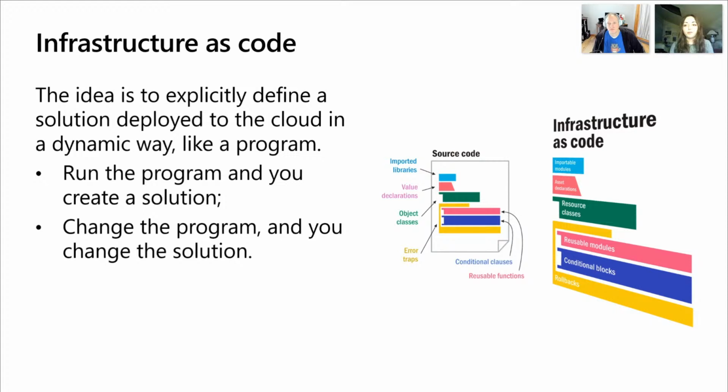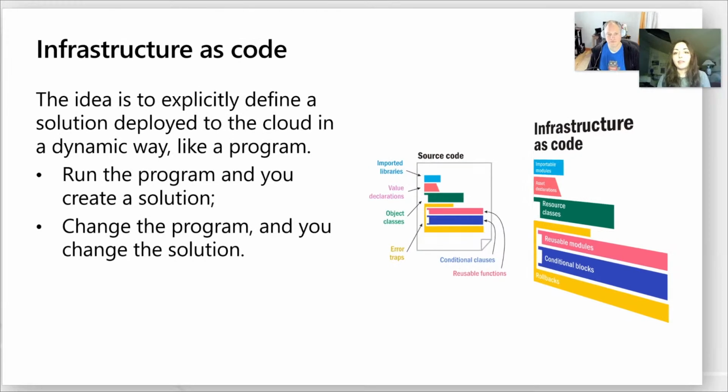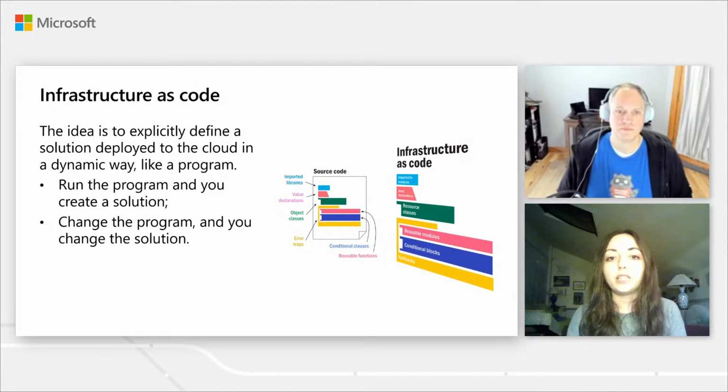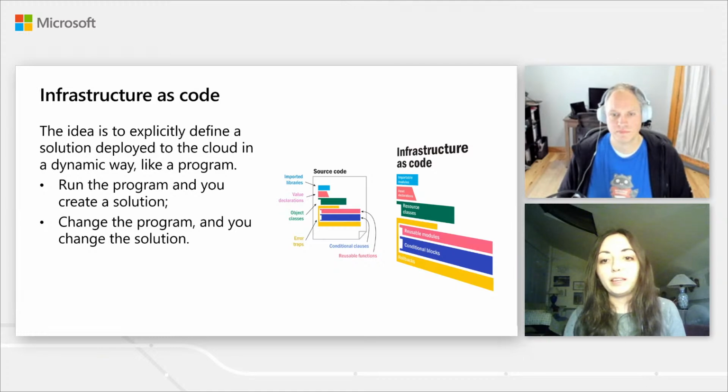Infrastructure as code provides a mechanism for defining what a solution looks like, and it defines a solution in a dynamic way, like a program. Infrastructure as code contains many of the elements of a program without necessarily relying on a programming language. For example, in infrastructure as code, we can import modules or use functions, classes, conditional blocks, error trapping and recovery, and we can have support for testing and debugging.